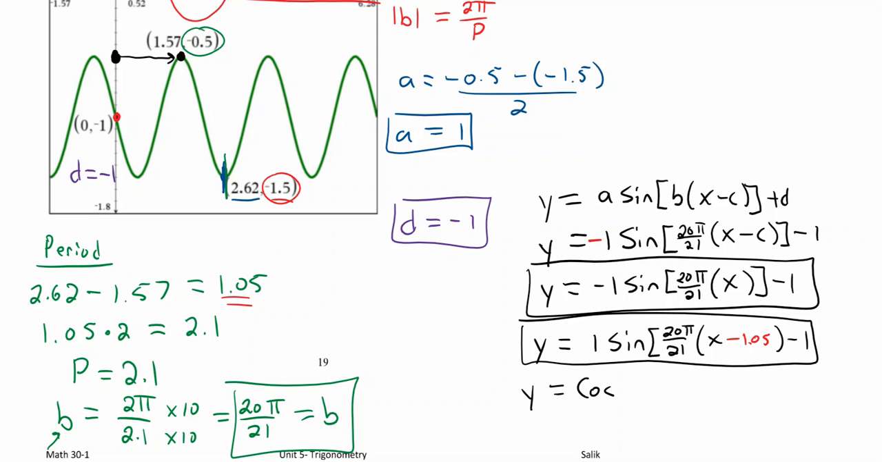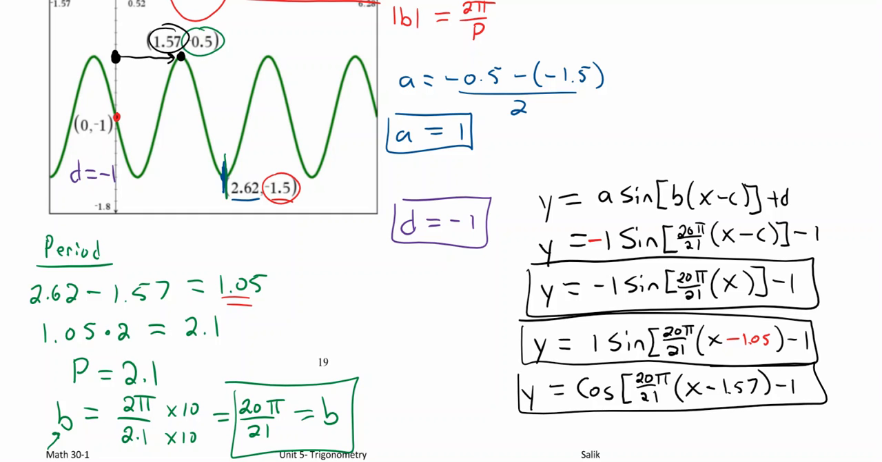So this would be 1 times cosine, because the amplitude is still just 1. And then the period would be the same either way, so 20 pi over 21. And then how far did the cos graph move? Well, it was 1.57, I can just see that from the graph. So that would be x, and then move to the right, so this would be minus 1.57, and then minus 1. Okay, so that would also be true. If you graph this, that would be the same as well.